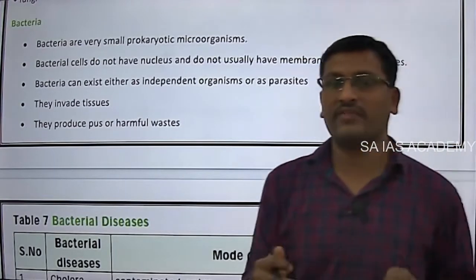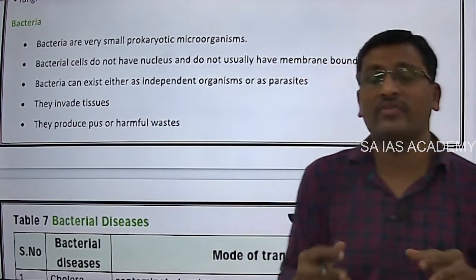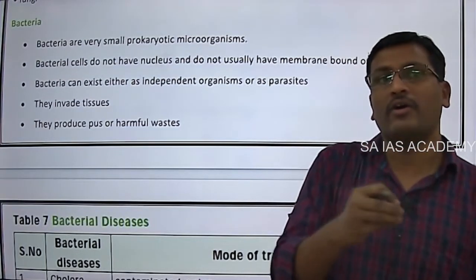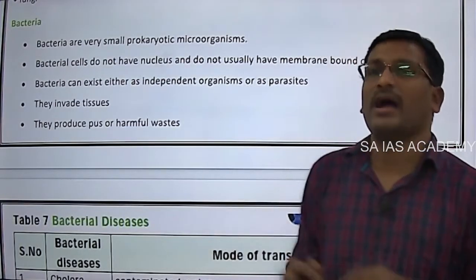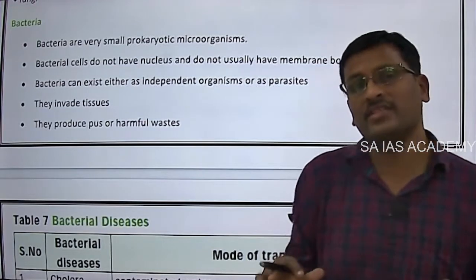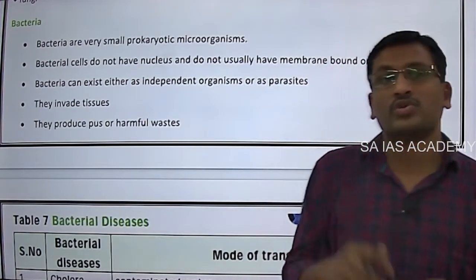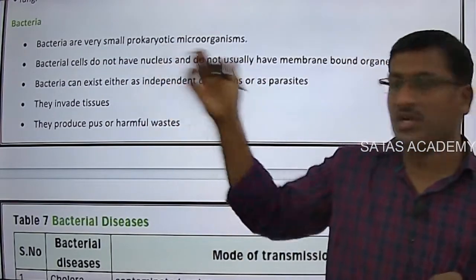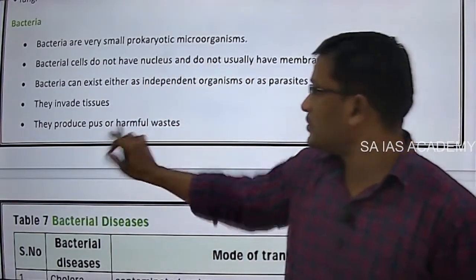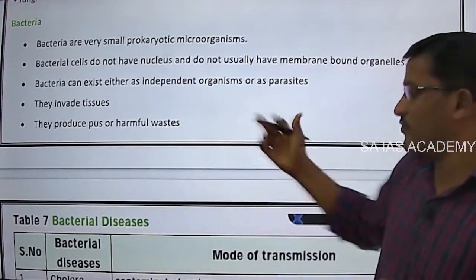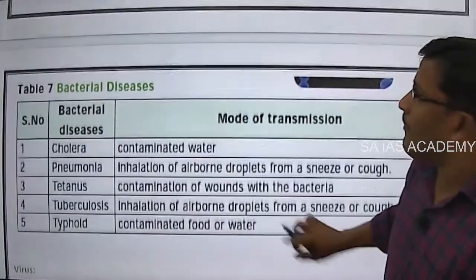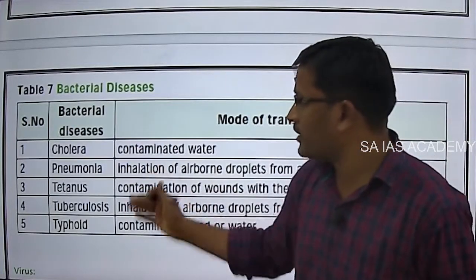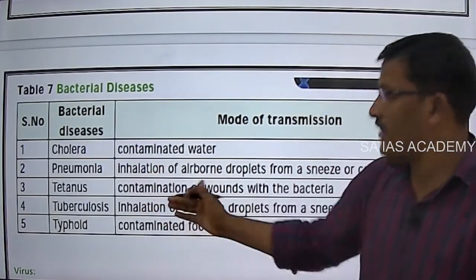We see this in our day-to-day life, on the vegetables or on the dead material, the white color patches. These kinds of patches are created by bacteria. So they produce pus or harmful waste. These are some bacterial diseases, for example, cholera, pneumonia, tetanus, tuberculosis, typhoid.